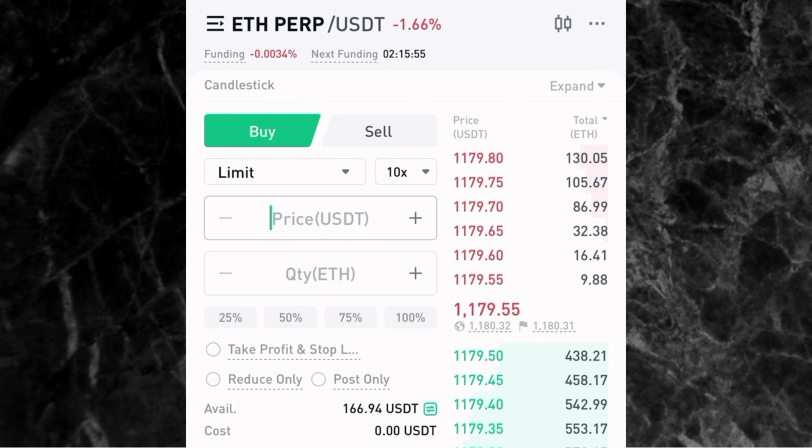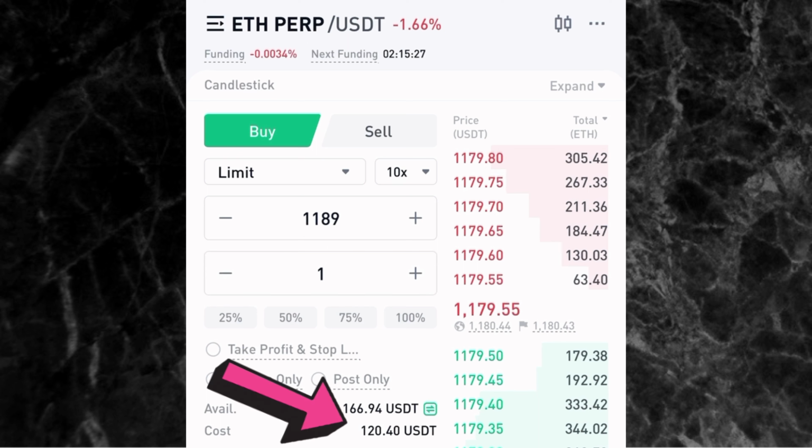So let's say, for example, after doing analysis, you want to enter the trade at $1,189. So you enter the price right there. And then the next thing, let's say here you enter the quantity of ETH you want to trade. So let's say, for example, you just want to trade one ETH.